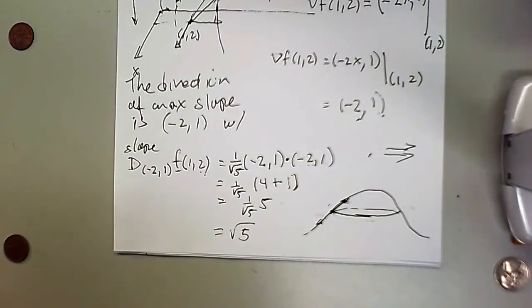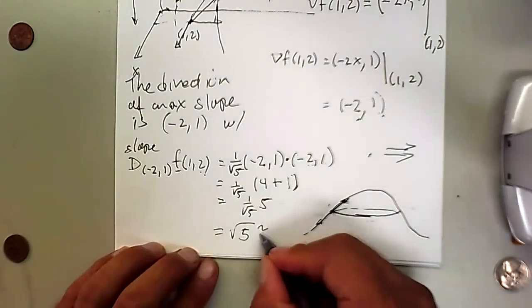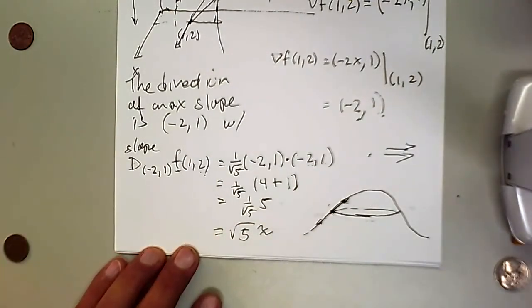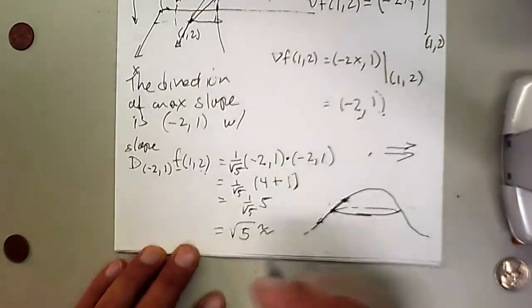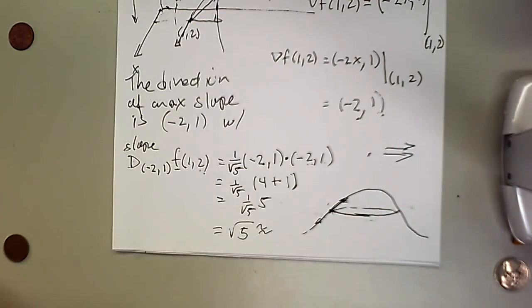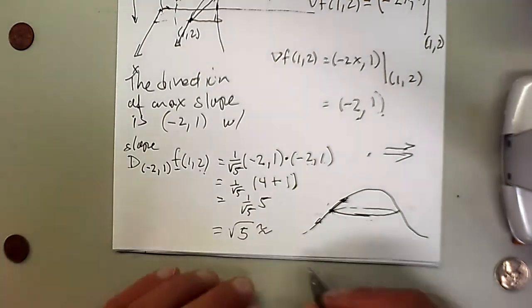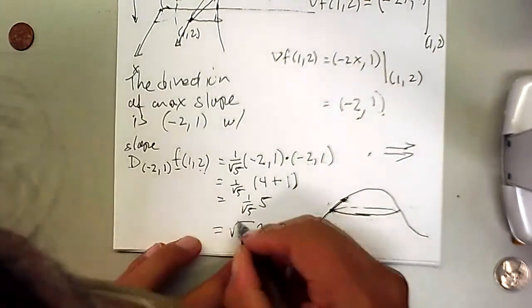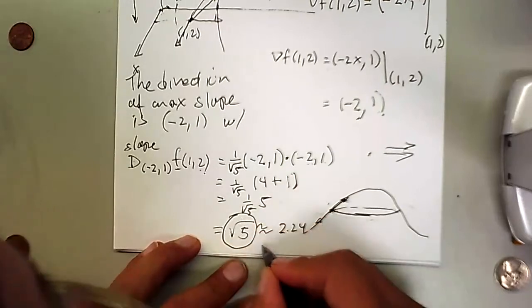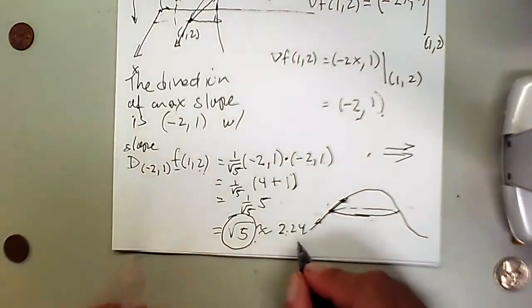There we go. Which is about, I already figured this out earlier, I forgot what it was. The square root of 5 is about 2.24. It has many more digits, but about 2.24. This is the number we really want to keep as the final answer. I just want to have an idea.